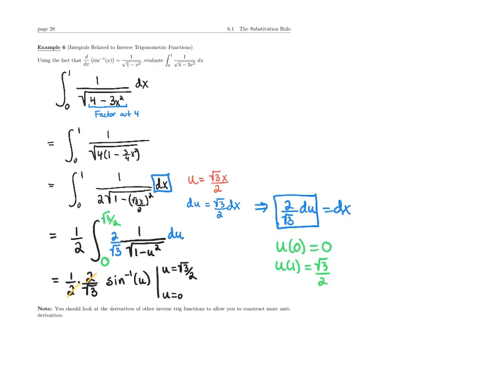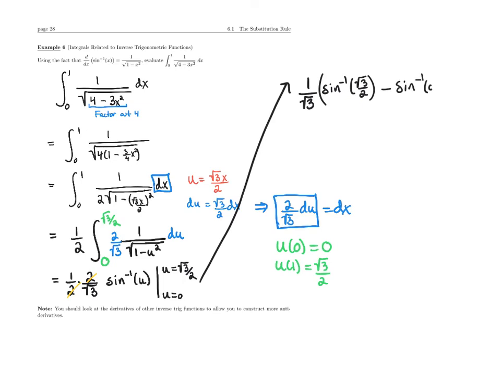So I got a little sloppy with my u substitution, so I'm going to just go up here to do the rest of my work. So I have 1 over the square root of 3, and then I have inverse sine of root 3 over 2 minus inverse sine of 0. So remember, this is inverse sine. Inverse sine is asking at what angle is the sine root 3 over 2. And of course, we're only looking at angles in the first and fourth quadrants, positive angles in the first quadrant, and that looks to me like pi over 3.